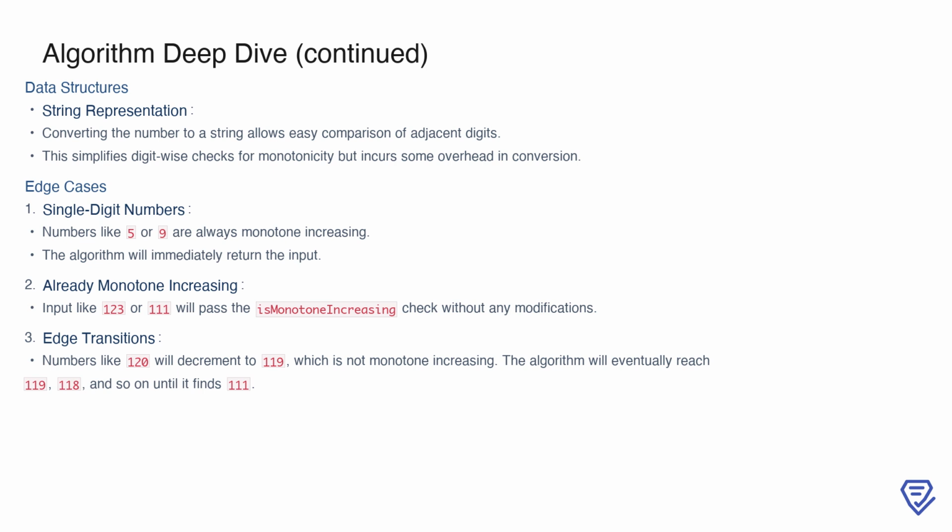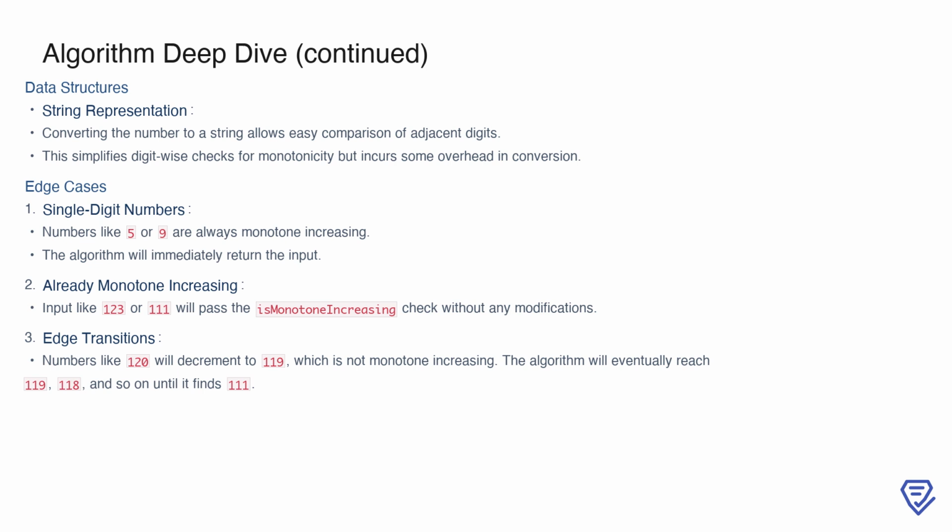When it comes to edge cases, there are several scenarios to consider. Single-digit numbers, such as 5 or 9, are always monotone increasing, so the algorithm will simply return the input in such cases. For numbers that are already monotone increasing, such as 123 or 111, the helper function will confirm this immediately without requiring any modifications.